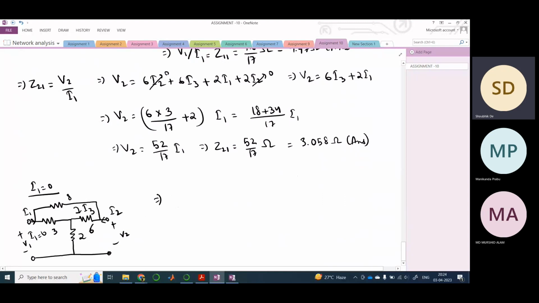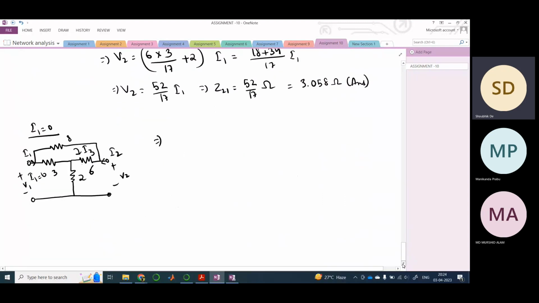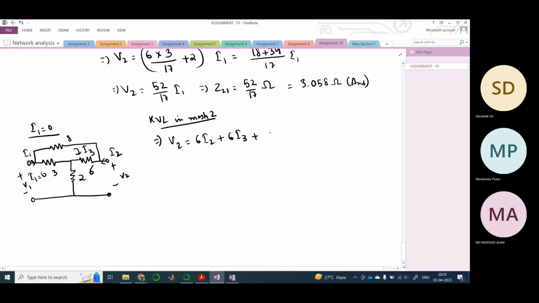So let us write the KVL in the second mesh. By mesh 2, I mean this mesh where this V2, I2 is there, and the third mesh is this with the I3 elements. V2 equals 6I2 plus 6I3 plus 2I2 plus 2I1, where I1 is 0. Therefore, this is 8I2 plus 6I3.